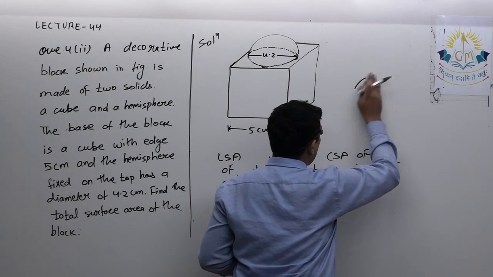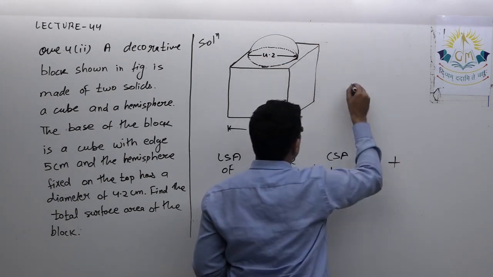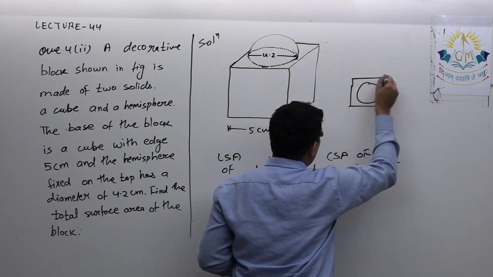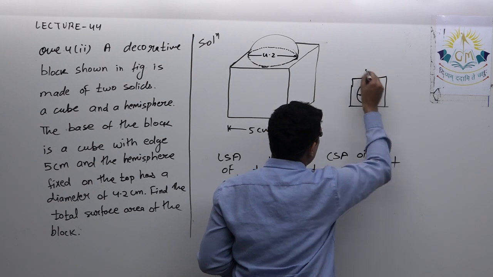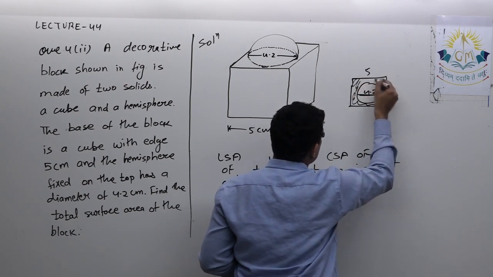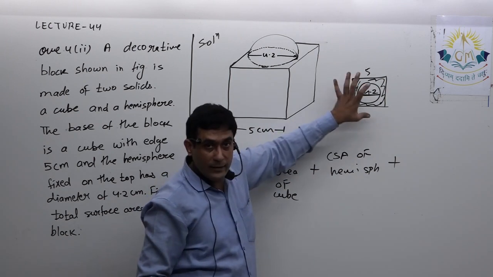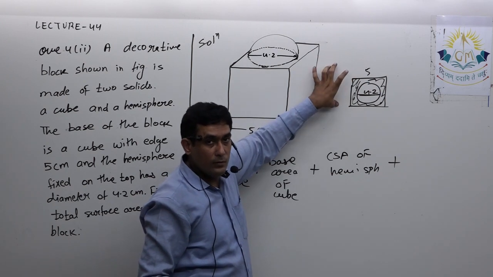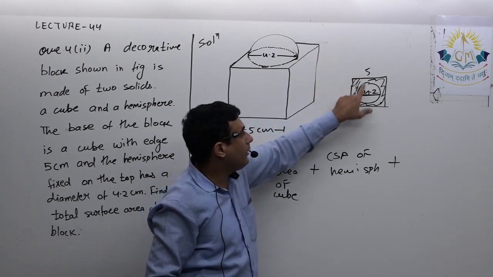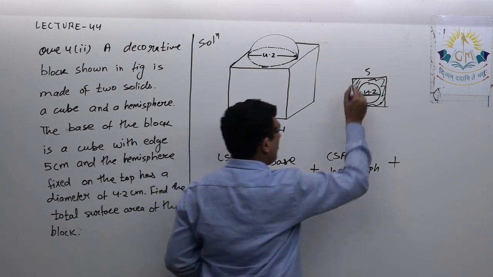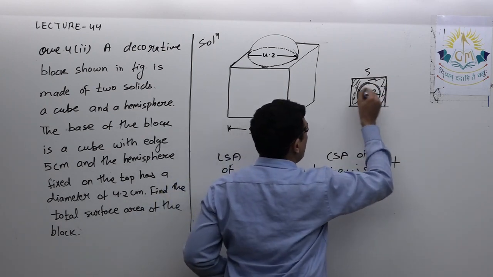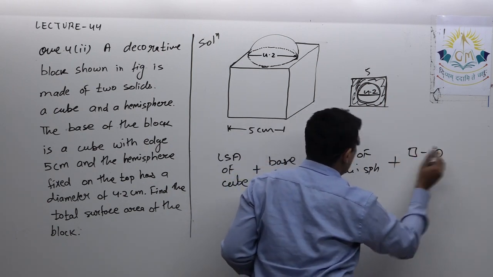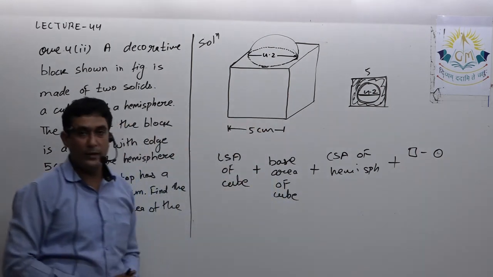Now suppose I draw the top view of this, it will look something like this. This is 5 centimeter, this is 4.2 centimeter, and this is 5. That means this portion can be painted, isn't it? So now we have to add that area also, and that area I can say is area of top of cubical block minus area of base of hemisphere. In short, area of square minus area of circle. Then if I add these, I will get the required area.